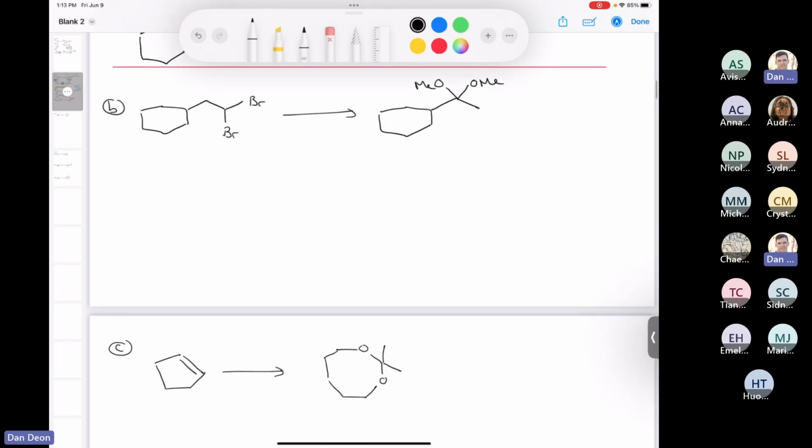So here we're making this compound on the top right of your screen. Could anybody tell me what functional group is found in this compound?